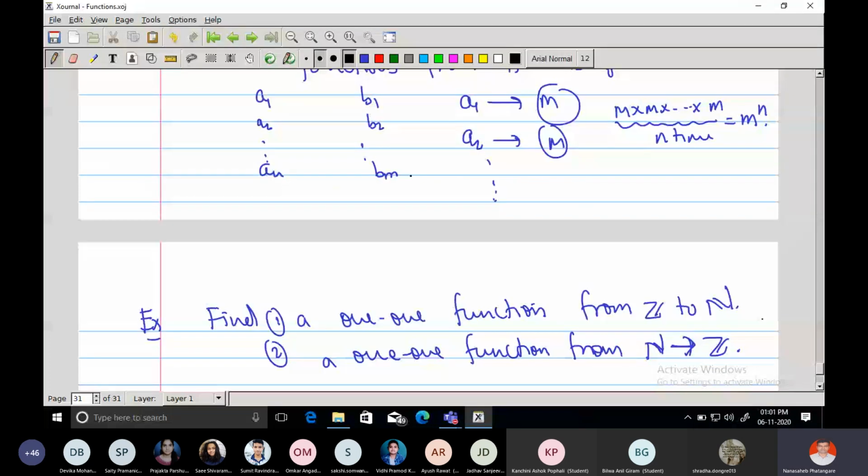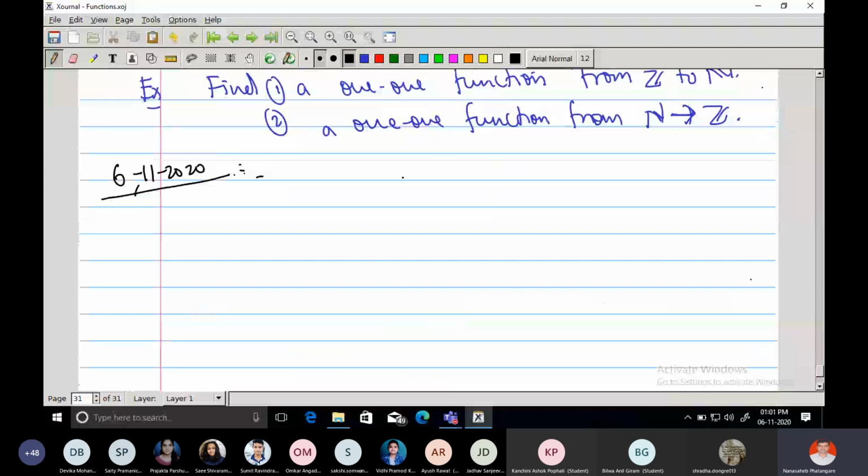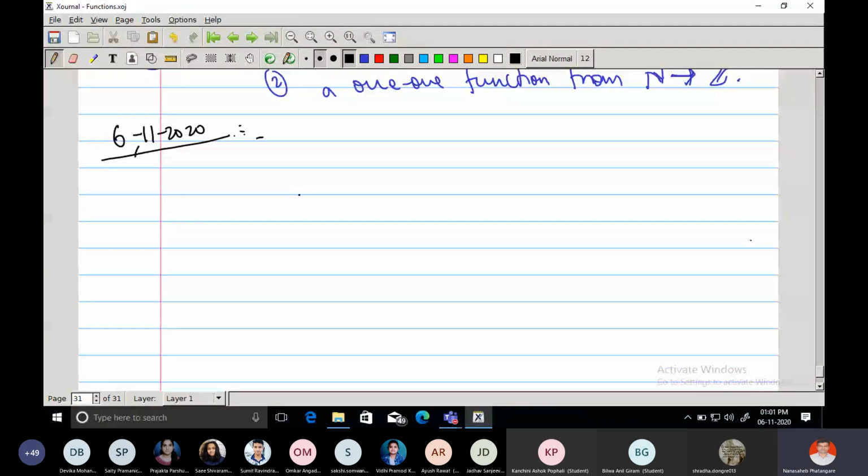Okay, so last time we were discussing one-one functions, right? So we discussed one-one functions, or injective functions.